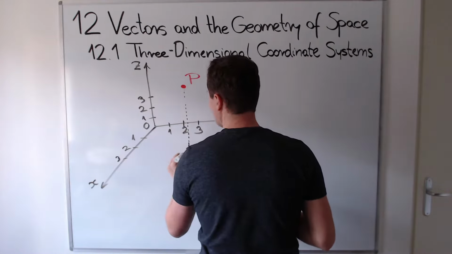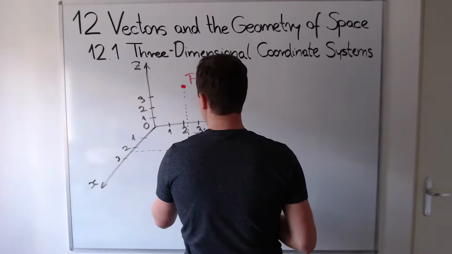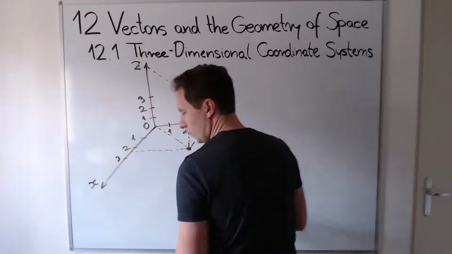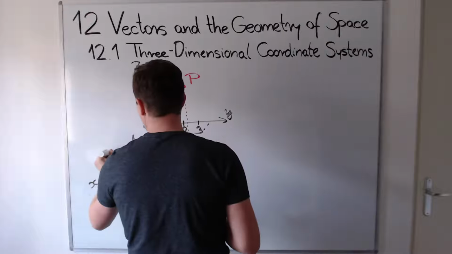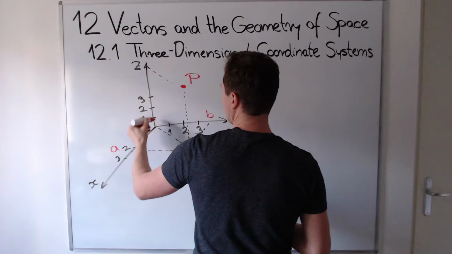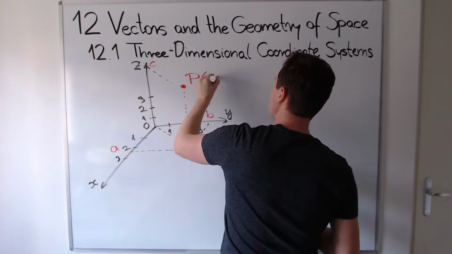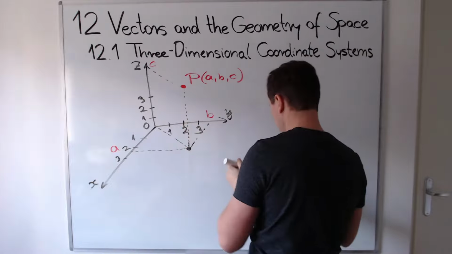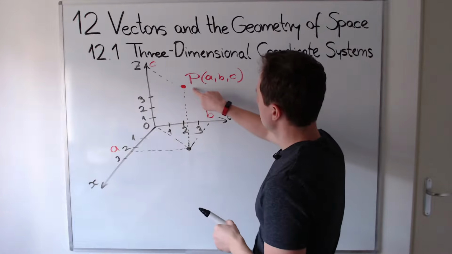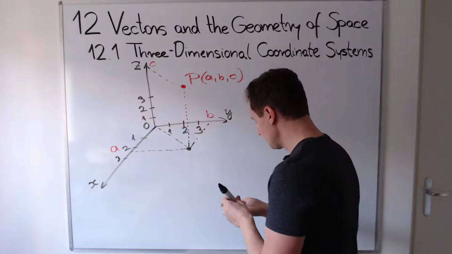So you can basically say that this point has its x and y coordinates like so. This would be the x coordinate, let's call it A. This would be the y coordinate, let's call it B, and the z coordinate, let's call that C. So A, B, C are the x, y, and z coordinates of our point P. So this way we just turned a geometric object into a triple of real numbers.